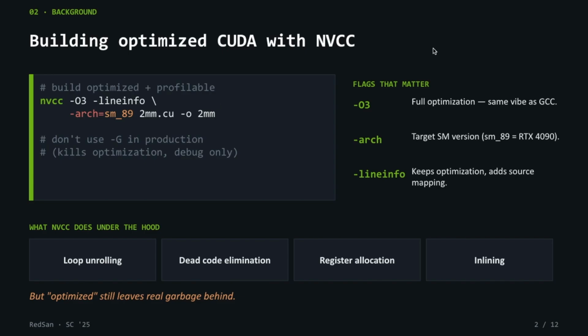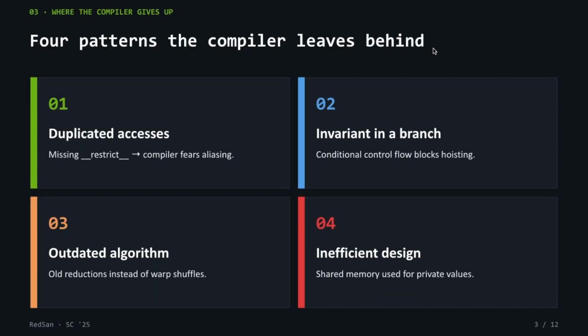Now, once you have got the optimized binary, you might think that's it, right? That's the best you can do. If it is already optimized by the compiler, it might be the most efficient version. But that's where this paper comes in. The authors talk about four scenarios because of which even the optimized CUDA binaries have some inefficiencies left behind. So let's look at that.